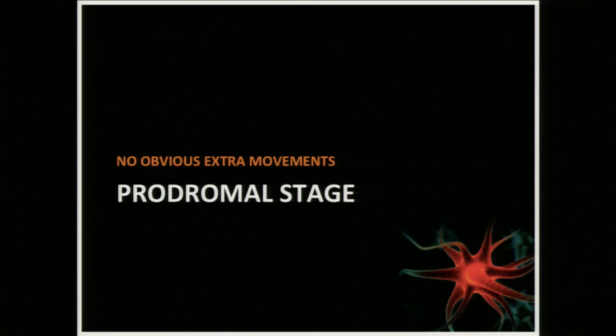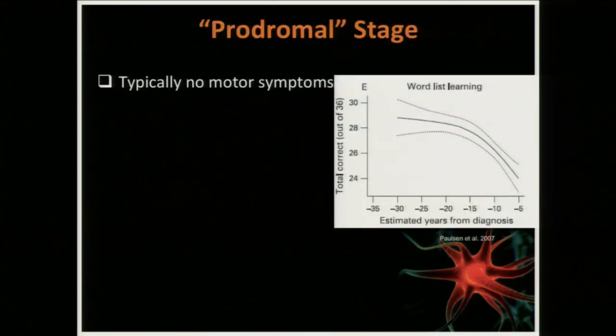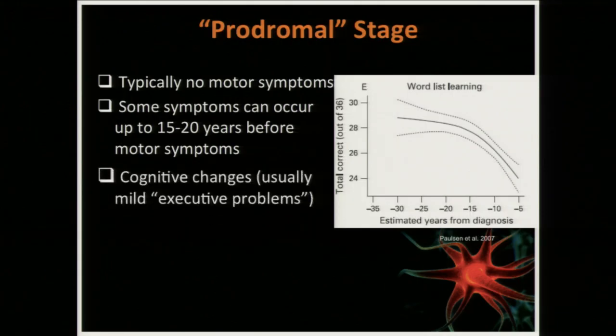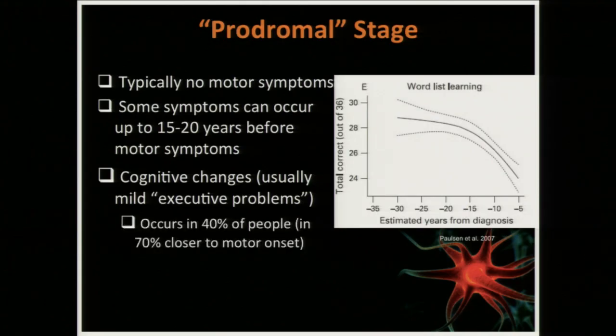The prodromal stage is typically considered a stage where there are no obvious abnormal or extra movements. So typically no motor symptoms at this stage. But we do know that some symptoms can come on 15 to 20 years before the motor symptoms. Some of those might be considered the cognitive symptoms of the disease, and usually that is mild executive problems. What I mean by that is people have difficulty with higher level thinking, multi-step tasks, and things like doing your finances, for instance, or even making a cup of coffee. This occurs in about 40% of people, but that increases as you get closer to the diagnosis and the motor onset.